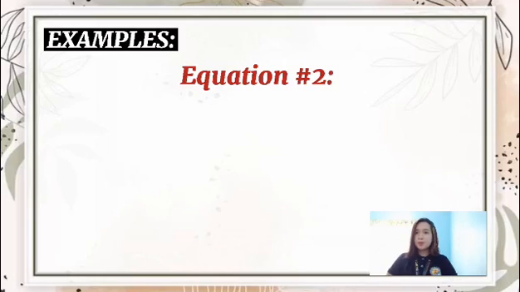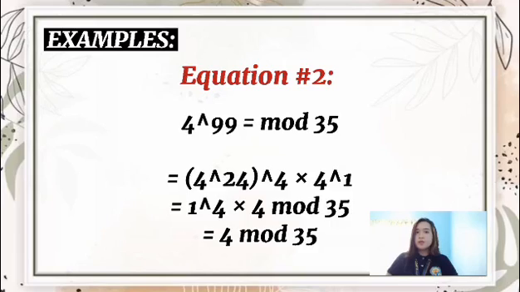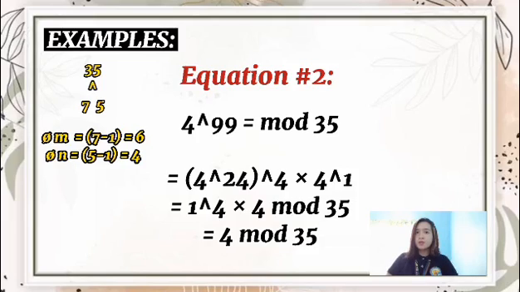Equation number 2, 4 raised to 99 congruent modulo 35. 35 has factors 7 and 5, so we subtract each by 1. So we use now rule number 3. So the value of m is 7 and n is 5. So 7 minus 1 is 6 and 5 minus 1 is 4.